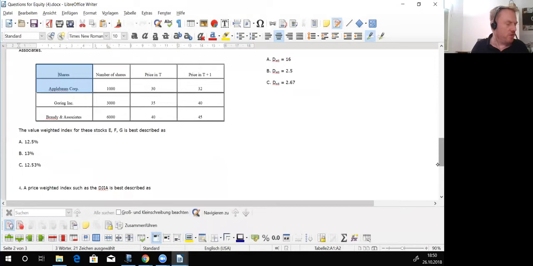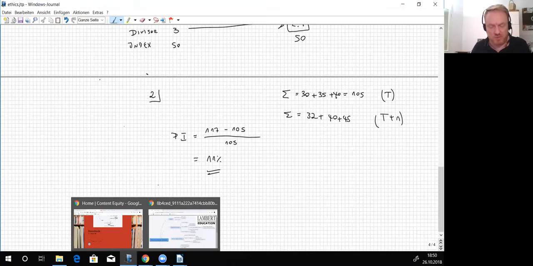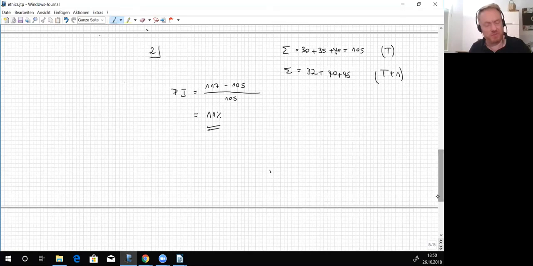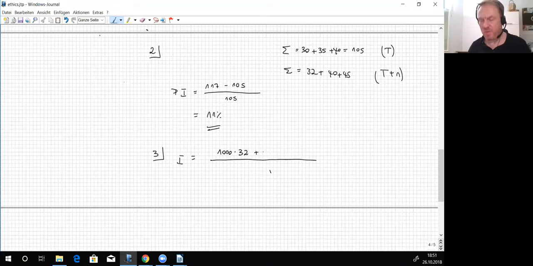So again, just compute it. We need to multiply the number of shares by the price, and we then need to compare, and that's it. So that's the whole story when it comes to a value-weighted index. It deals with the value, as the name might give you a first idea of what's inside. So the value weighted index is equal to the number of shares, 1,000 times the price, 32. And then again, just take a look at the others. 3,000 shares times 30 plus 3,000 shares times 35 plus 6,000 times 40.